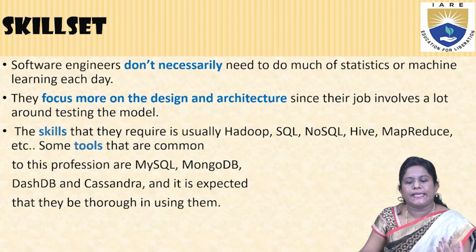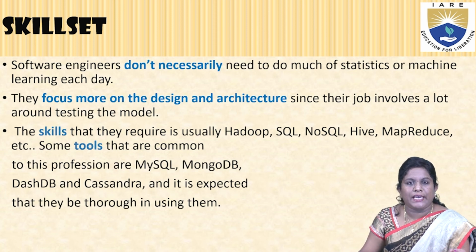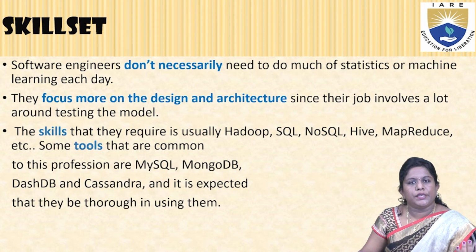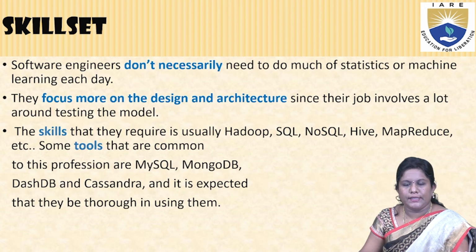You also should have a skill set. Software engineers don't necessarily need much statistics or to learn machine learning every day. The focus should be more on design and architectures. If the focus is more on design and architectures, their job involves a lot around testing the model and trying to build a good model. Some skills that they generally have to acquire are Hadoop, SQL, MapReduce, and many other things. A few tools that are commonly used are MySQL, MongoDB, and Cassandra, used in most parts of the testing. So there are some skill sets that have to be attained.